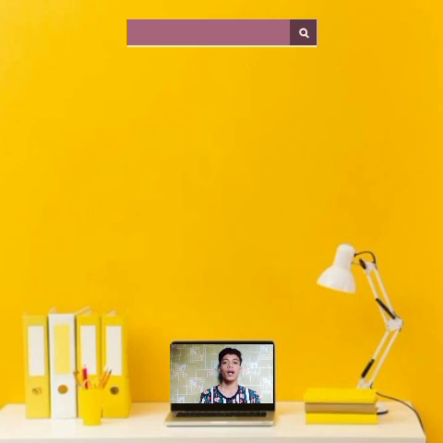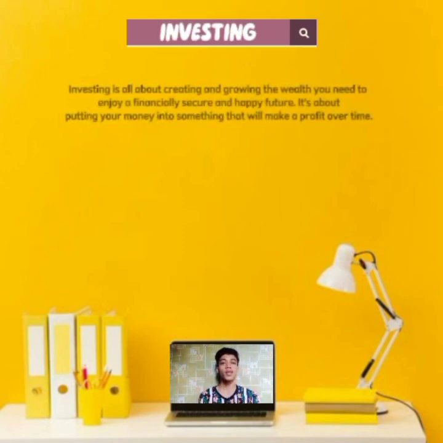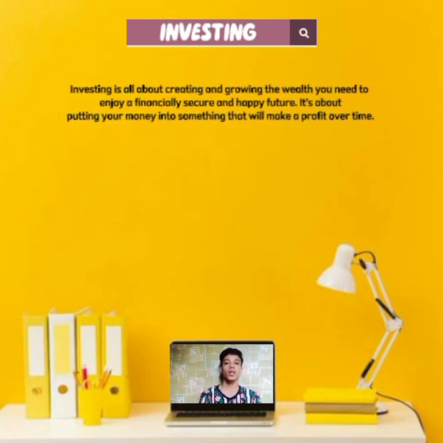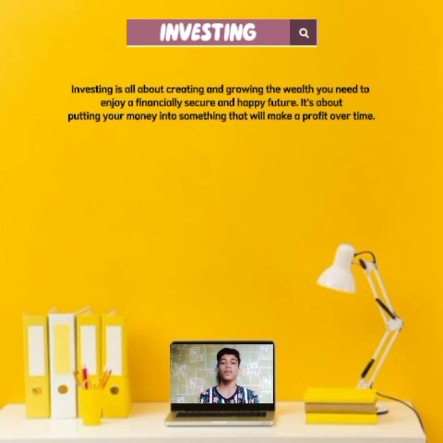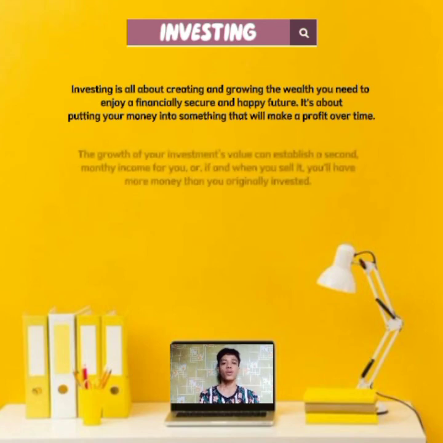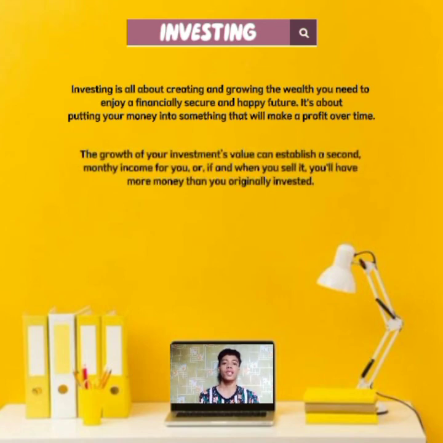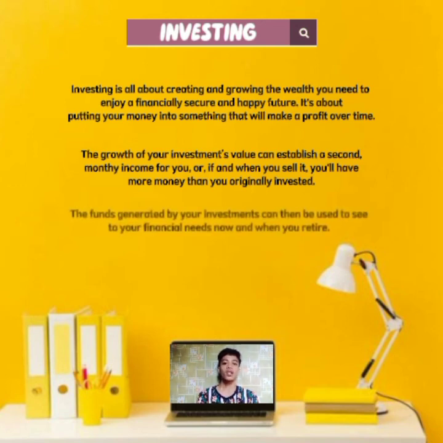For our last pillar is investing. Investing is all about creating and growing the wealth you need to enjoy a financially secure and a happy future. It's about putting your money into something that will make you a profit over time, such as property, retirement funds, and unit trust. The growth of your investment's value can establish a second monthly income for you, or if and when you sell it, you'll have more money than you originally invested. The funds generated by your investments can then be used to see that your financial needs are met now and when you retire.